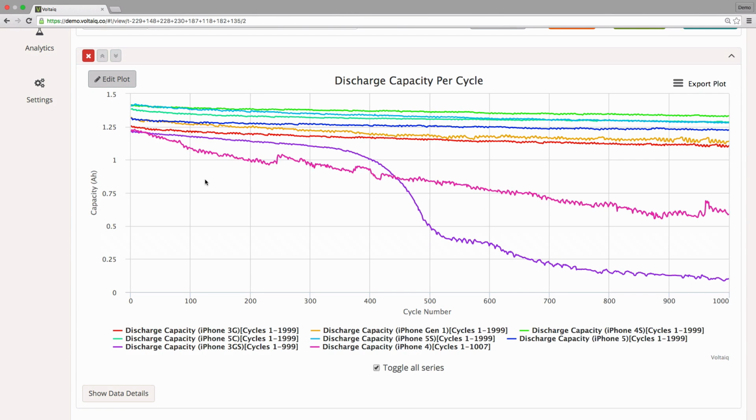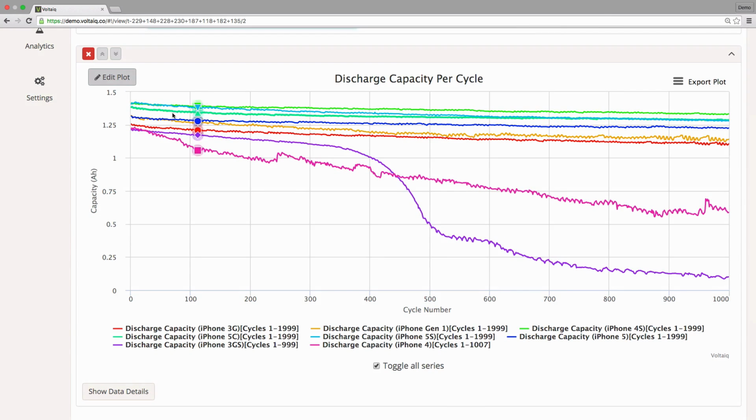Okay, when looking at this data, we can see the capacity versus cycle number for these eight different iPhone versions that we tested. They all start off pretty good, and then some of them operate for a long time, and then a few others end up dying pretty early here. But there's no way to tell which cells are going to fail early from early performance here.